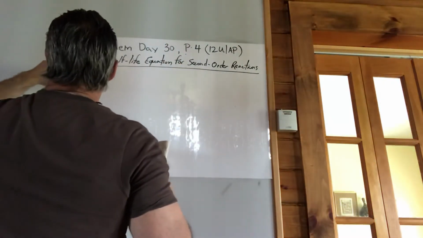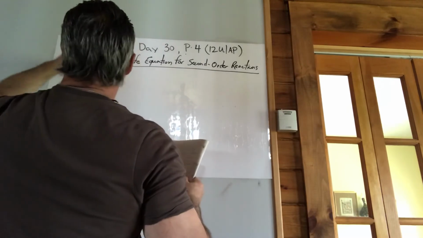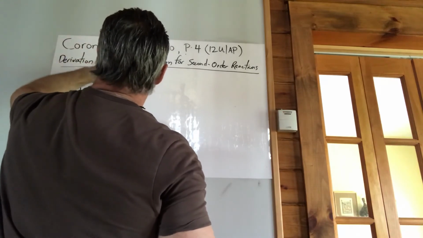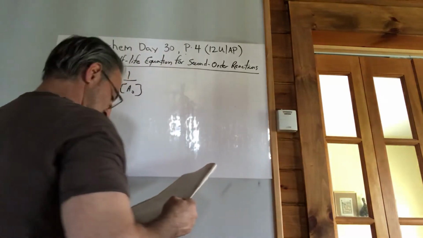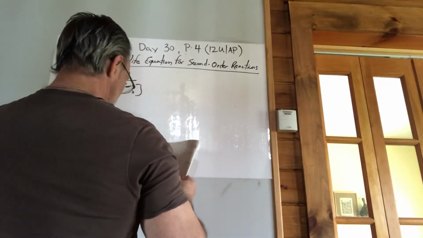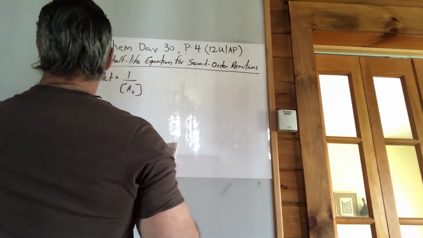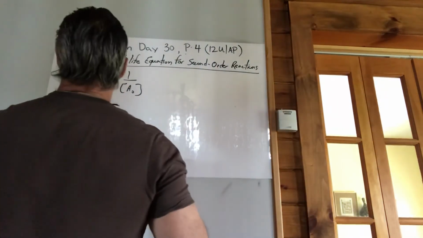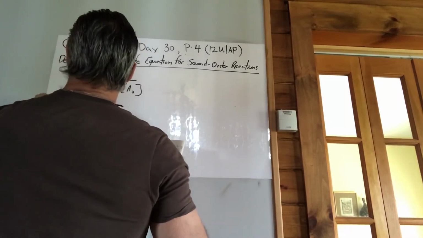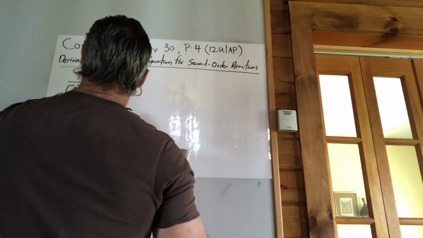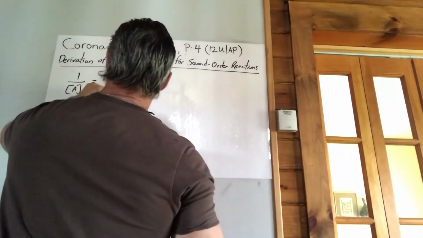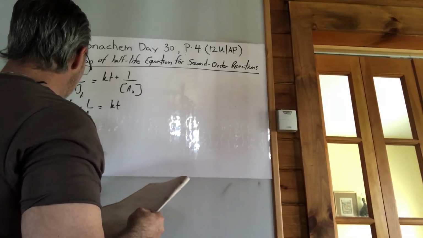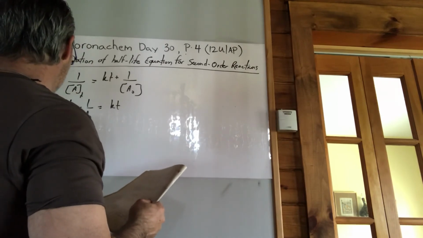Now we start off with our second order equation. 1 over A at time t is equal to kt plus 1 over A naught. We're going to transpose the 1 over A naught, so we get 1 over At minus 1 over A naught is equal to kt. I can get rid of these square brackets just to streamline the calculations. Then we're going to put them over a common denominator, which is going to be At times A naught. And that's going to make the numerator A naught minus At.